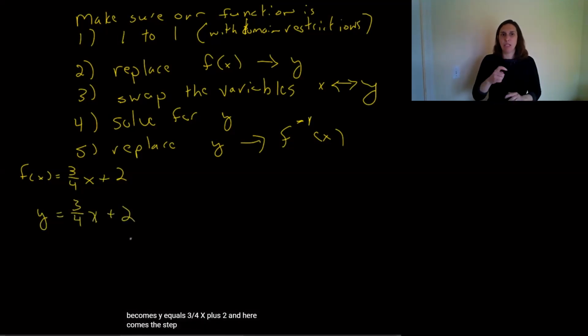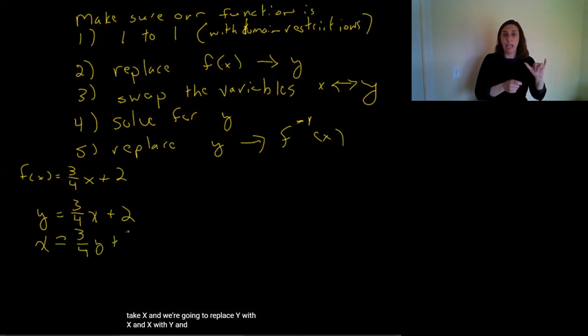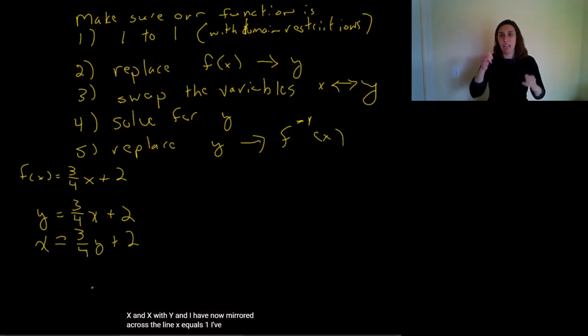And here comes the step that unnerves people, because we're doing something symbolically that, if we weren't in the process of inverting, doesn't make much mathematical sense, the swapping of variables. But I'm going to replace y with x, and x with y. And I have now mirrored across the line x equals y. I've switched them around. And I want to solve for y.